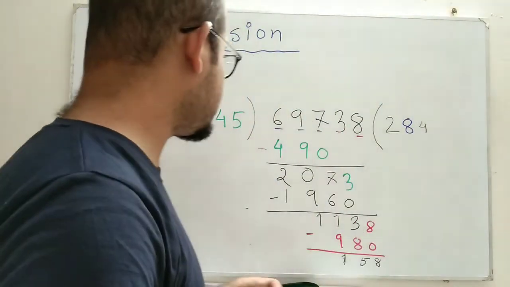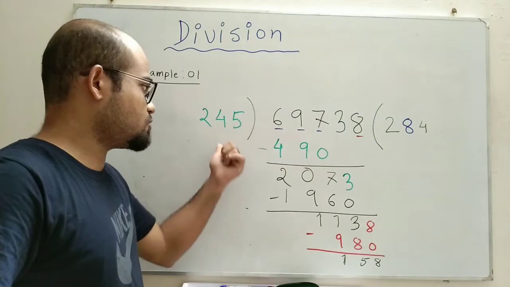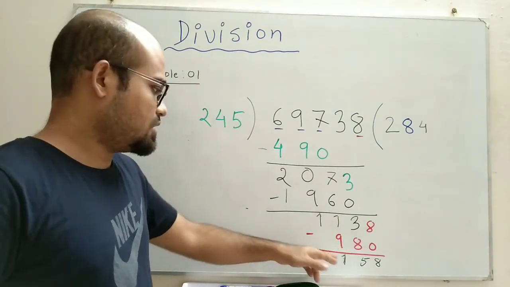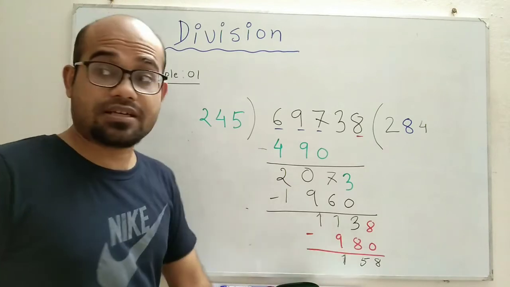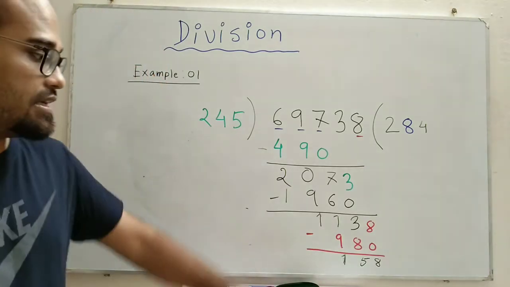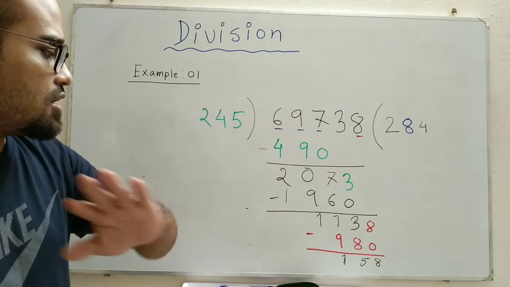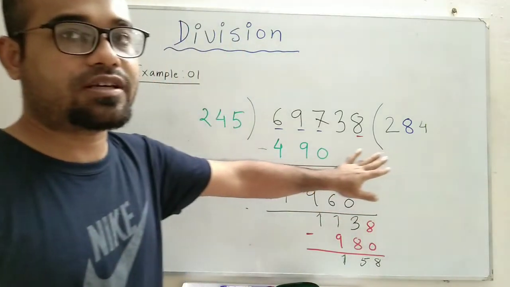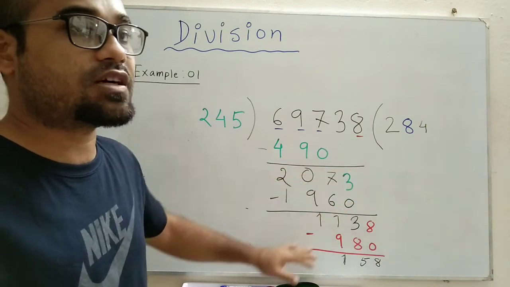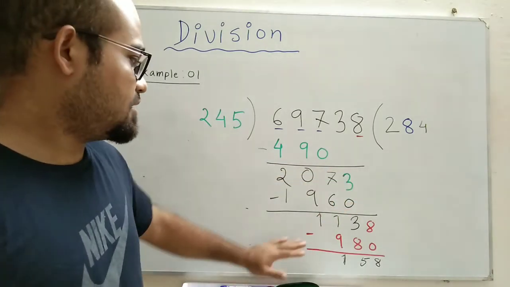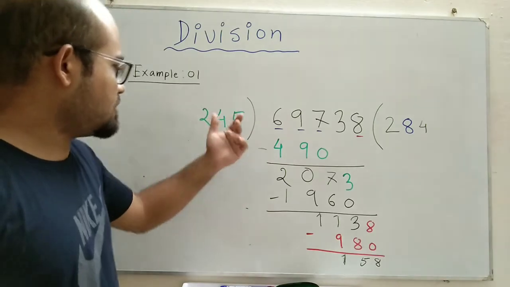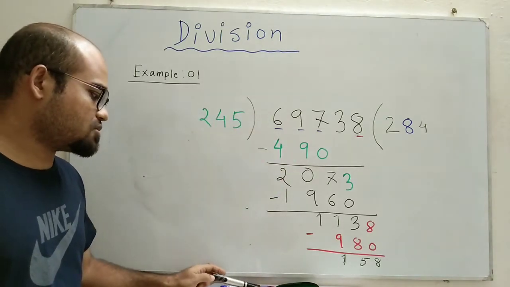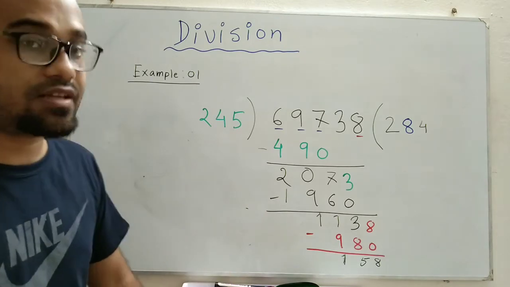Now 158 is actually smaller than 245. So 158 is our remainder. So our division process has terminated over here. And as you can see, the board is fully cluttered up. I need to clear it out. So for that, we'll take a brief break.